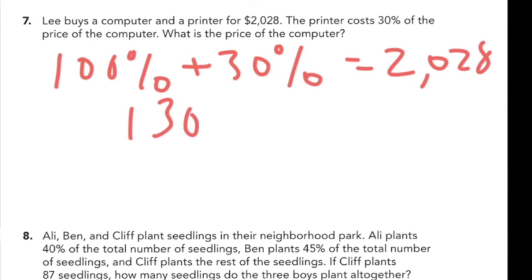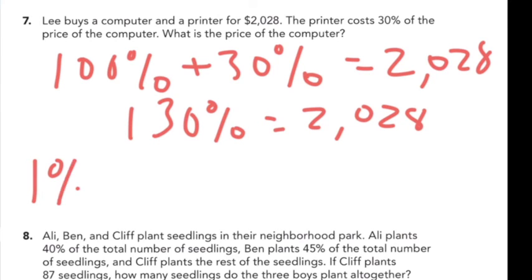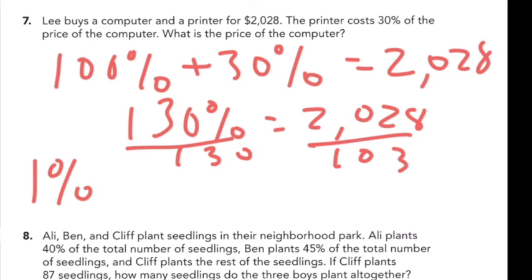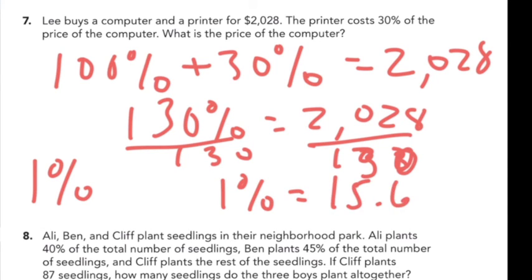Okay, so the easiest way to do this problem is let's add up the percentage. So 130% is going to equal 2028. So what I like to try to figure out here is how much is 1%, just 1%. To solve that, all we have to do is divide by 130. So 2028 divided by 130, and you're going to get 15.6. So 1% will equal 15.6. That's key, that number right there.